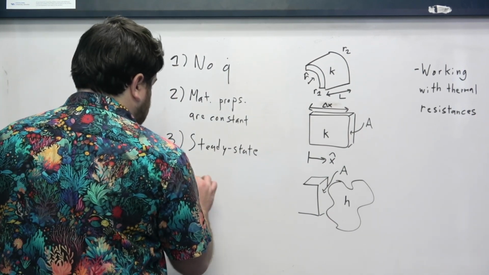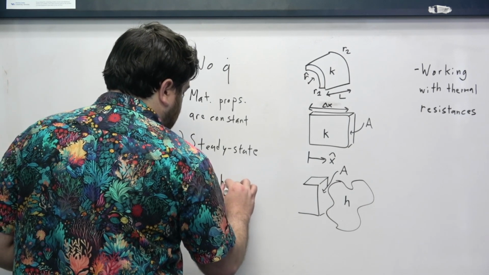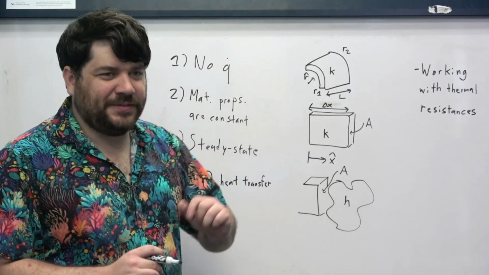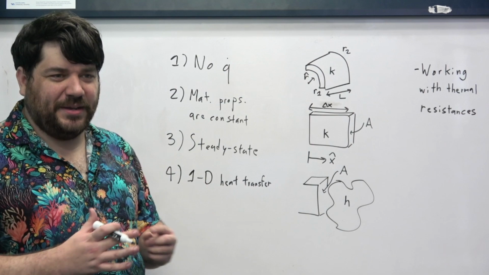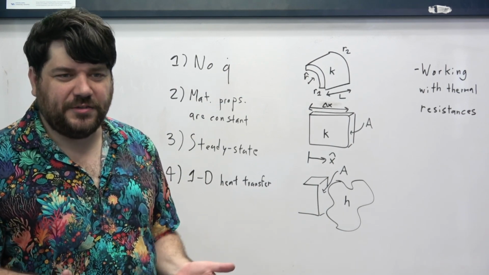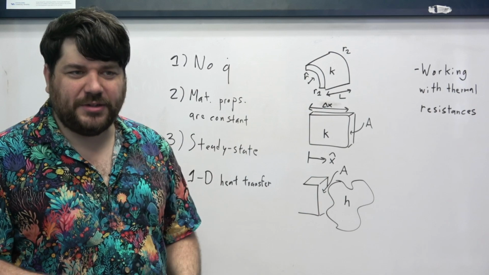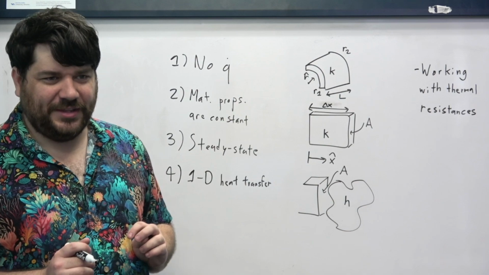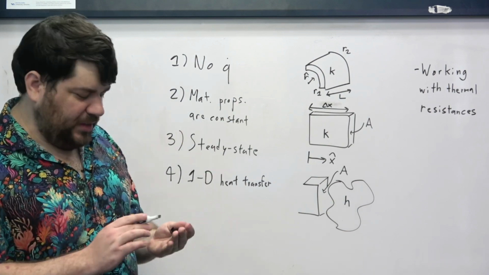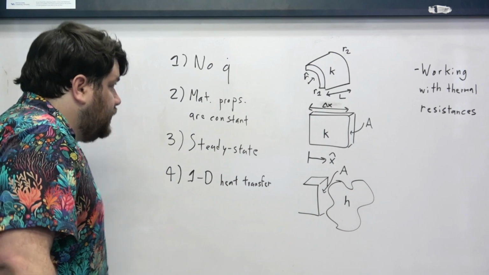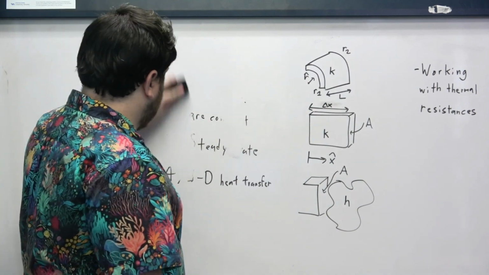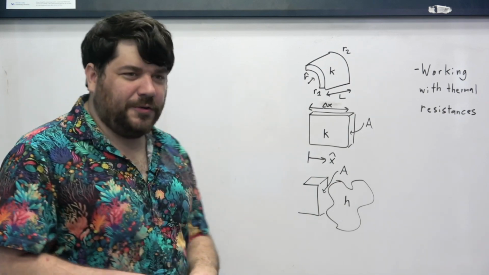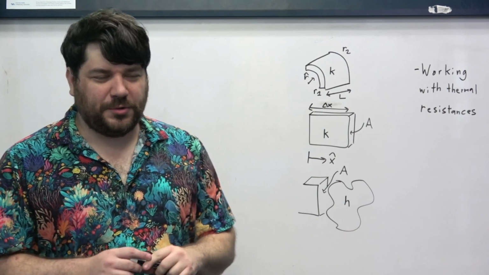And last but not least, that heat transfer is happening exclusively in one dimension. Now, in cylindrical systems, we usually assume that that dimension is radial. In planar systems, we usually assume that that dimension is whatever we pick; we just pick a specific direction over which we think the heat transfer is taking place. So these are the four assumptions that we make. And when we do that, we get that for all of the systems that we've seen so far, Q is proportional to delta T.